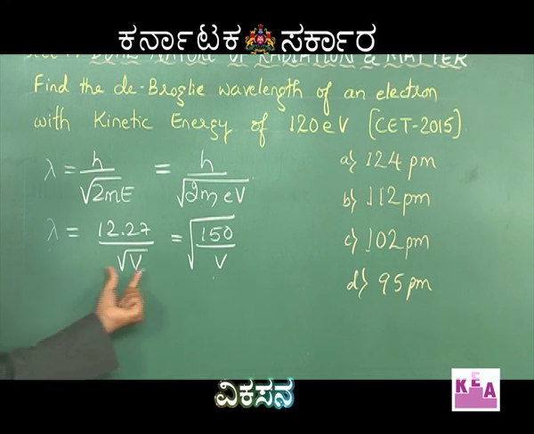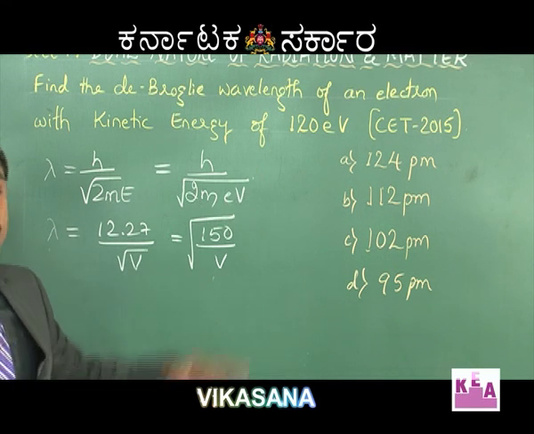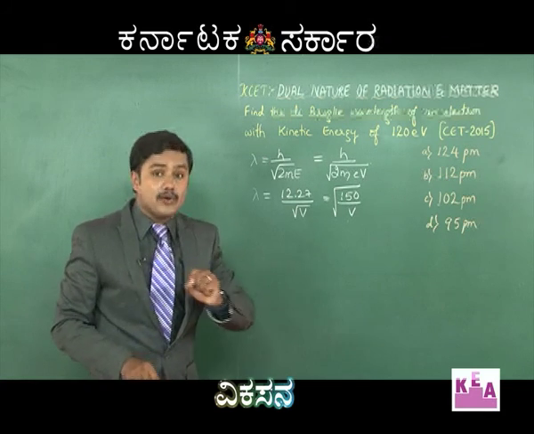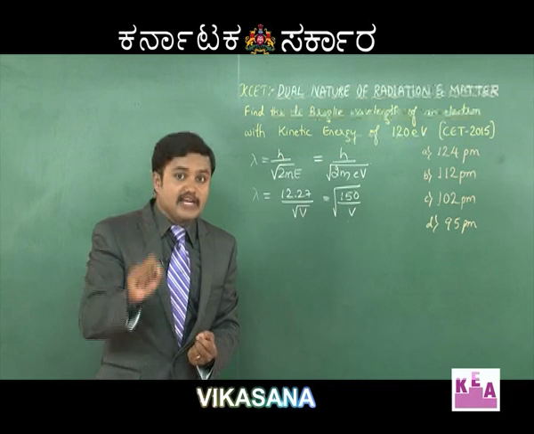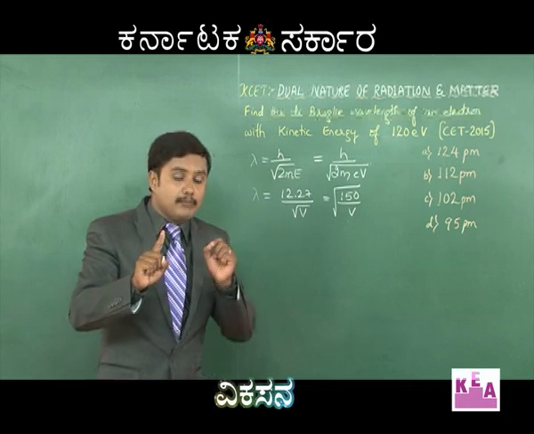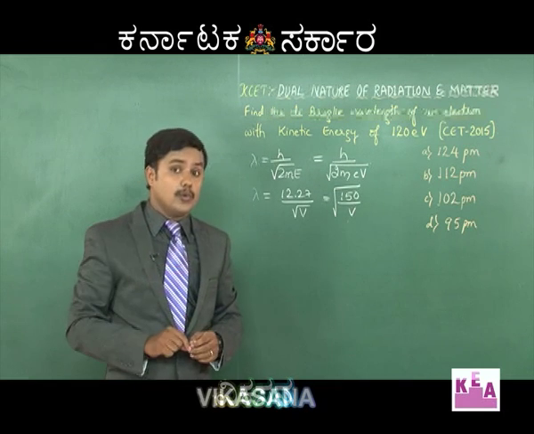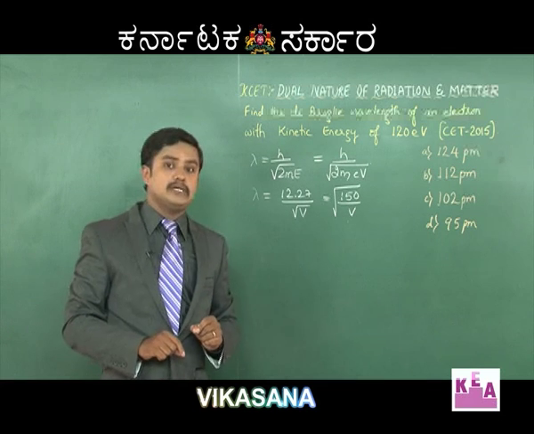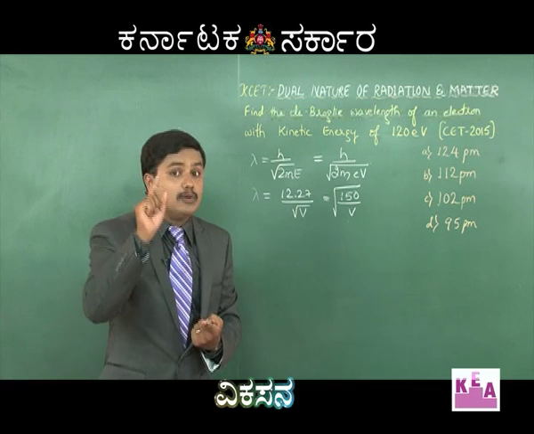Now to get the answer, you need to substitute for V, but how do you get the value of V? What is 120 electron volt? It is the energy associated with the electron. How do you get the potential through which the electron is accelerated? Remember here, for an electron, if 1 volt is applied potential, then the electron acquires an energy 1 electron volt. I repeat, if the energy of an electron is 1 electron volt, it means that the electron is accelerated through a potential 1 volt.